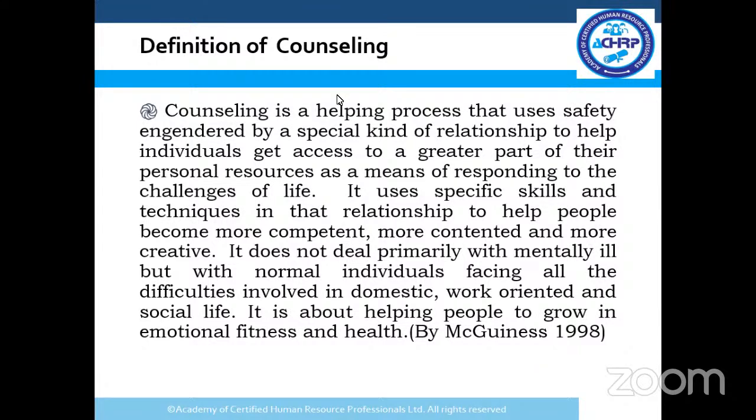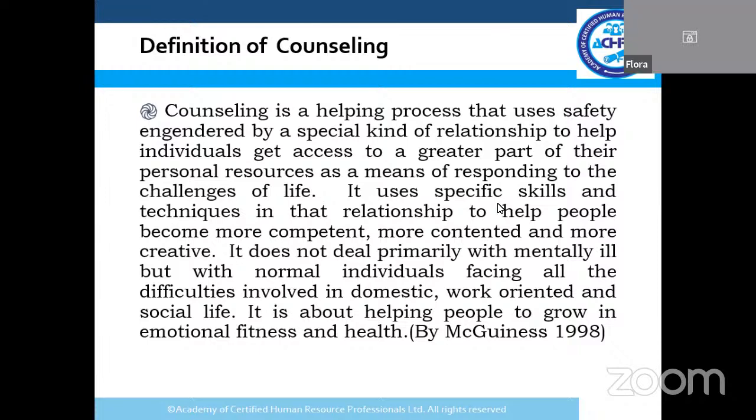Counseling is a helping process that uses safety engendered by a special kind of relationship to help individuals get access to a greater part of their personal resources as a means of responding to the challenges of life. It uses specific skills and techniques in that relationship to help people become more competent, more contented, and more creative. It does not deal primarily with mental illness, but with normal individuals facing all difficulties involved in domestic, work-oriented, and social life. It is about helping people to grow in emotional fitness, by McGuinness, 1998.